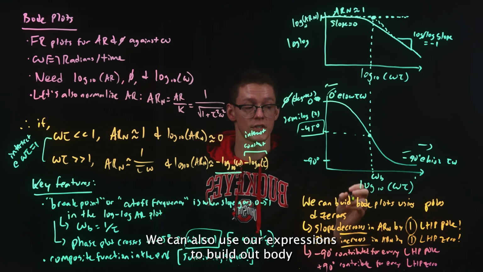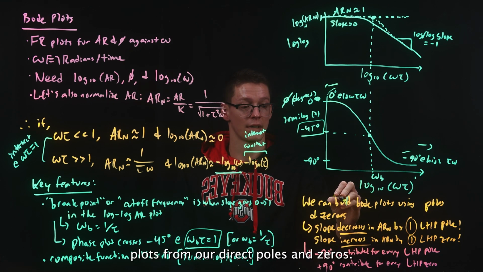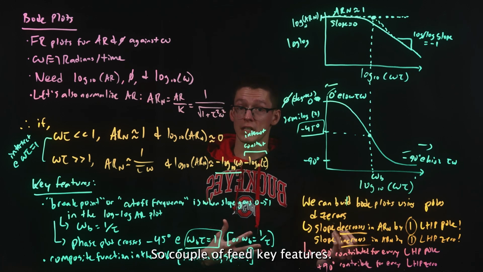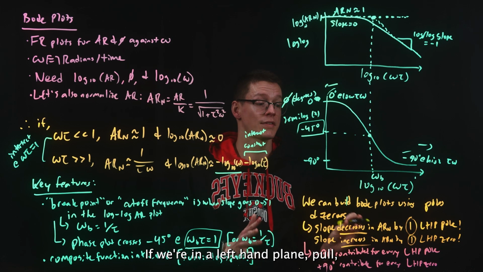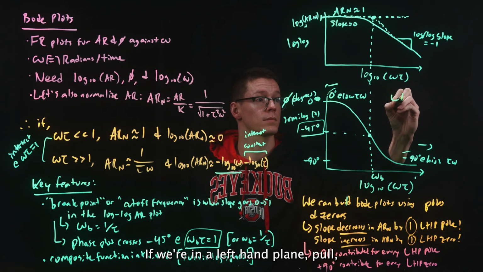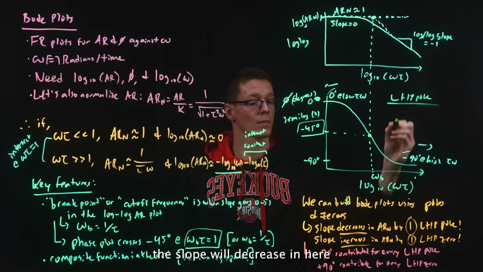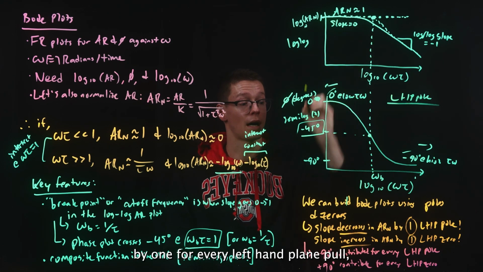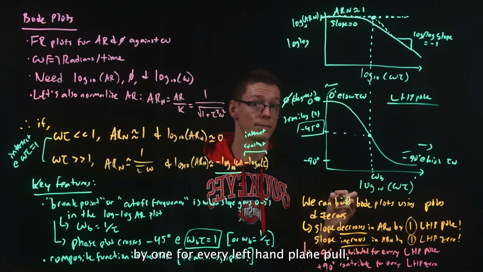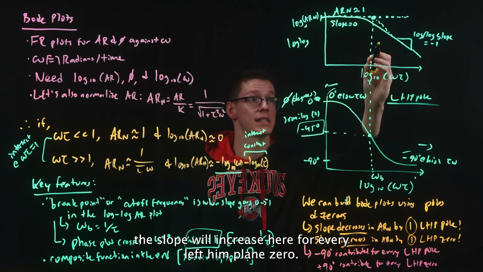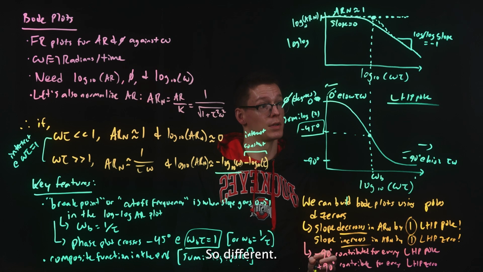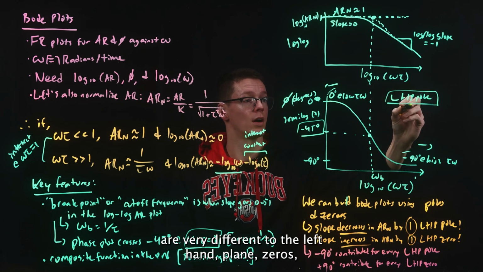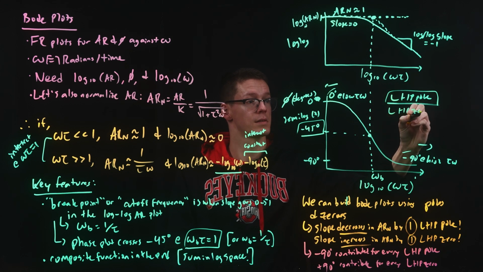We can also use our expressions to build out Bode plots from our direct poles and zeros. So a couple of key features. If we're in a left-hand plane pole, the slope will decrease by 1 for every left-hand plane pole. The slope will increase for every left-hand plane zero, so different. So remember, left-hand plane poles are very different than left-hand plane zeros. Something important to always consider.